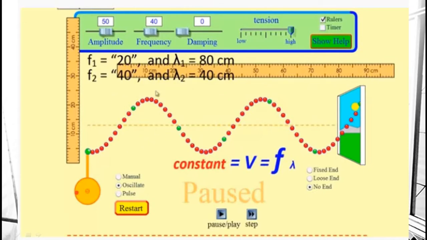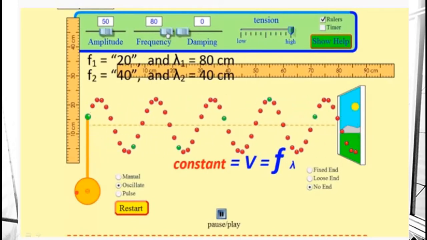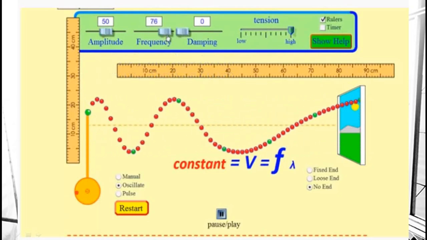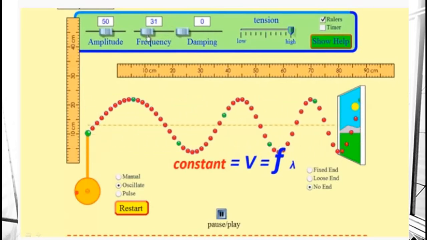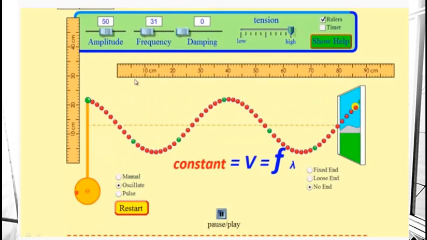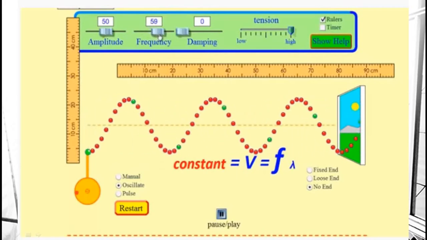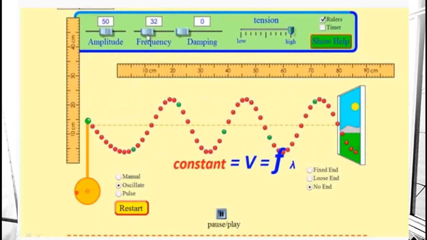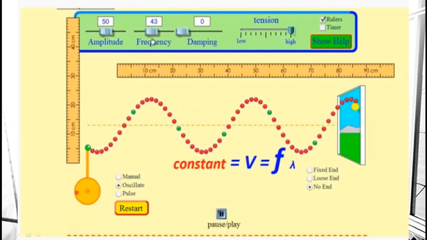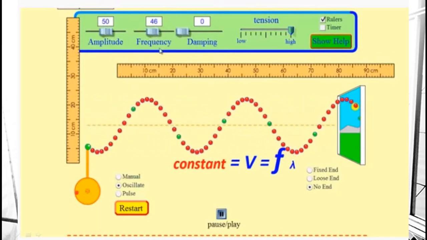If I run the sim at a fairly high frequency, so let's bring it up to 80, we're making many waves per second, and then suddenly slow it down. Here, I'll speed it up again, and slow it down, speed it up, slow it down. Notice that the speed at which those crests are traveling does not change. If it did change, these higher frequency waves would actually catch up to the lower frequency waves. And it doesn't happen. They stay the same distance away from those lower frequency crests. So the velocity of the wave is independent of f and lambda.